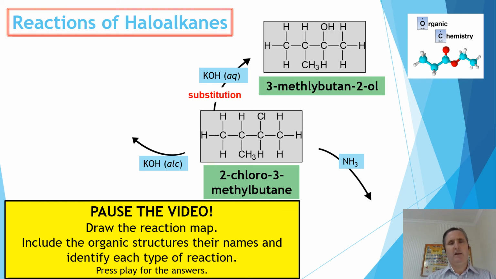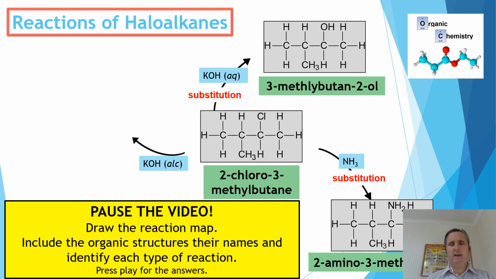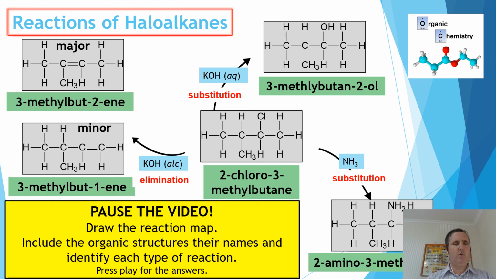So the first answer here is of course, we add KOH aqueous and we get the alcohol. We add the ammonia, we get the amine. And if we add the KOH alcoholic, we get the alkene. But there are 2 products, there's a major and a minor, because of where the chlorine is joined here. It's joined to a poorer and a richer one.